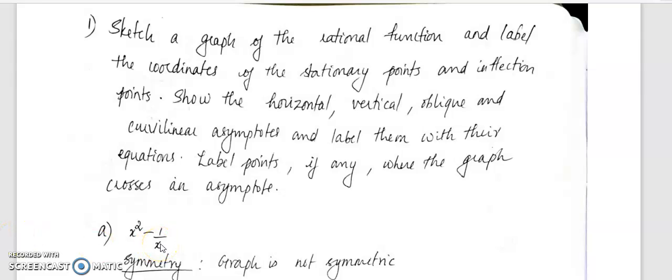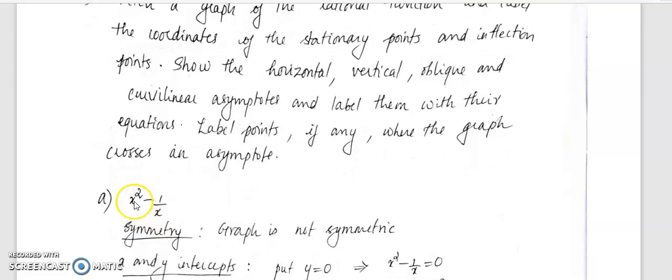So we will look at the different steps of sketching the graph. The given function is (x square minus 1) by x. If you replace x by minus x, we won't get the form f of minus x equal to minus f of x, or f of minus x equal to f of x. So the function is neither even nor odd. Therefore the graph is not symmetric.